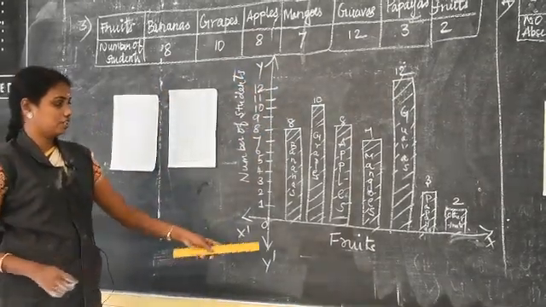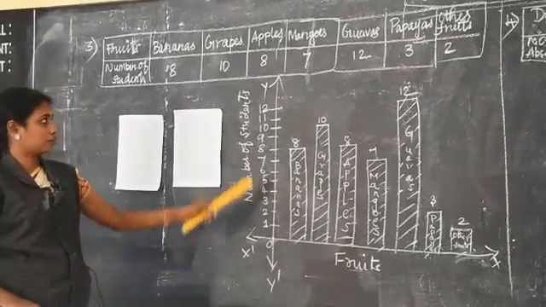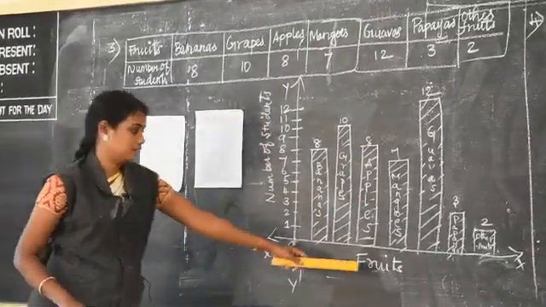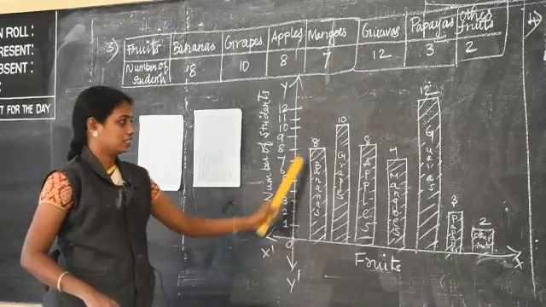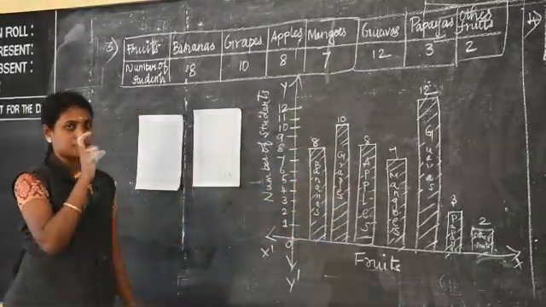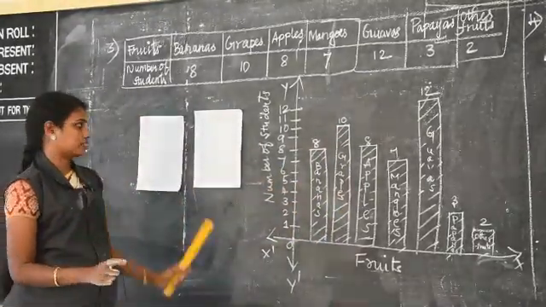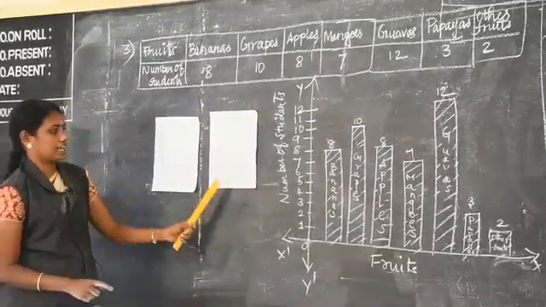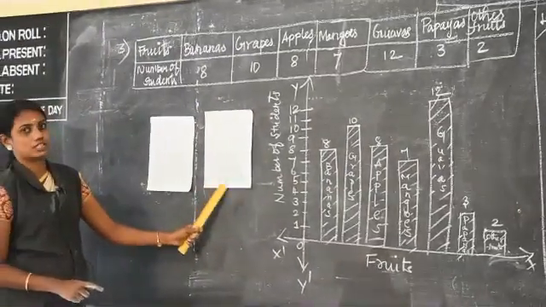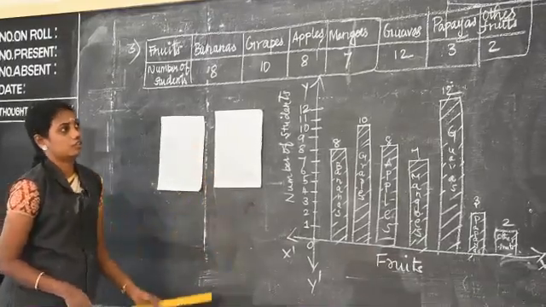This is 5 marks. XO, X dash is important. YO, Y dash is important. Then fruits and number of students. Then the diagram, leaving 1 box. Don't forget this. You can see the model of this. I have drawn that. You can check with this whether you are correct or not.